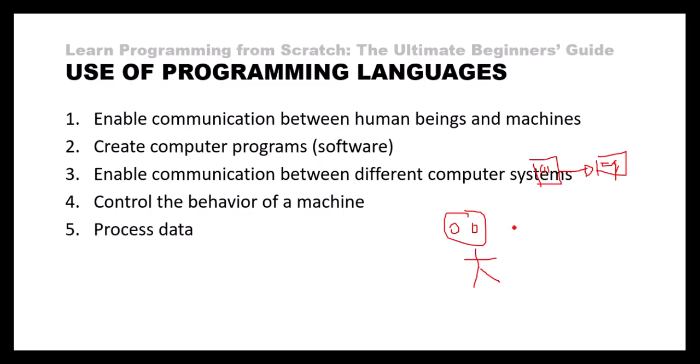Programming languages help us to process data, or they enable computers to process data. So it is through the instructions that you write through a computer programming language that you tell a machine how to process certain types of information. Programming languages also help us to automate tasks. Without computer programming languages, we can't write automation software of any kind.